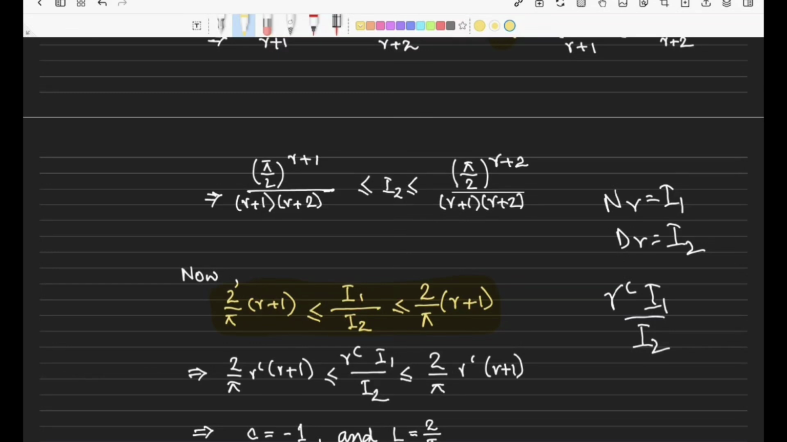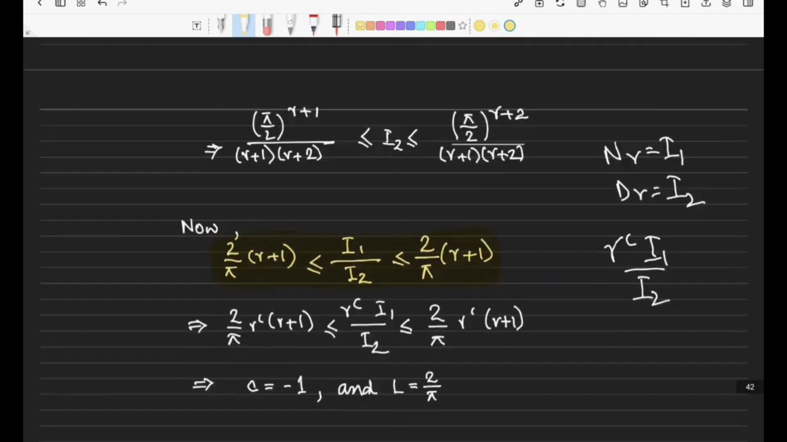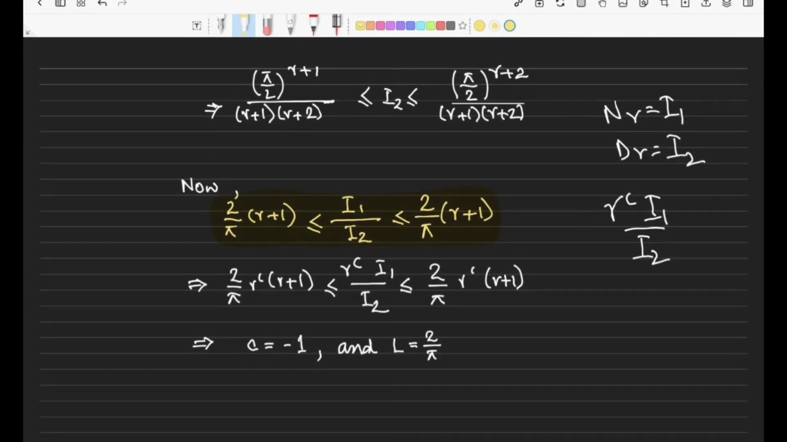r plus 1. Now what we can do is we multiply r to the power c and try to apply limits. So the limit will only exist if this r is in the denominator, right? And there is only one constant term. So the constant term can only come when c is equal to minus 1, right? It can only come when c equals minus 1, and at that time L is equal to 2 by pi. So that's the question for today.